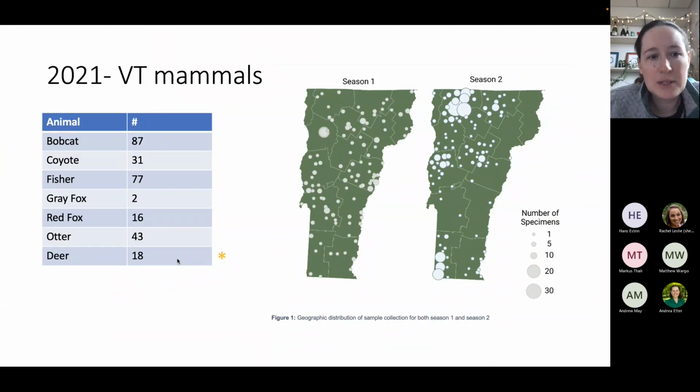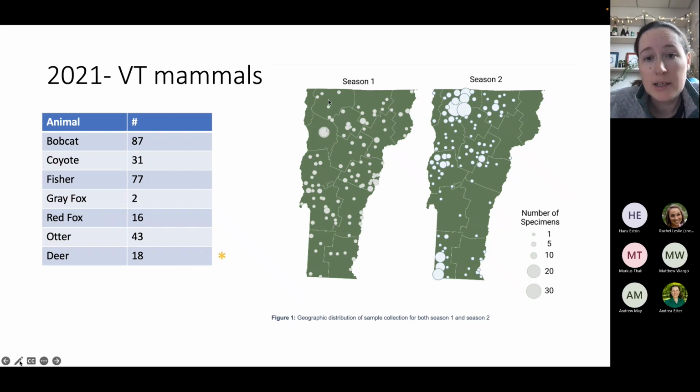So the 2021 season was more of a pilot season for deer. Brittany and I really got together just barely in time to get the paperwork sorted for a very small pilot collection with deer, where we went to a single checkpoint in Jericho on opening weekend. And so we got 18 deer from the 2021 season. But Hannah was able to collect samples from well over 100 fur-bearing animals.